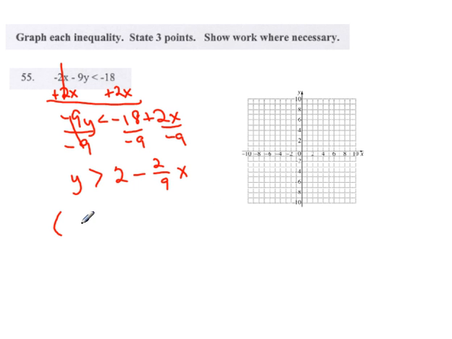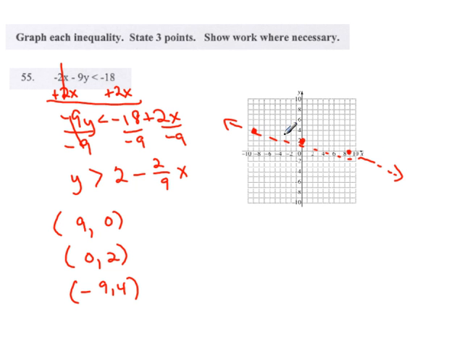Positive divided by a negative, and it doesn't divide evenly, would be -2/9 x. Find some numbers in the graphing calculator or by hand, and I get these points: 9, 0; 0, 2; and -9, 4. Plot the points, so 9, 0 would be here, the point 0, 2 is here, and the point -9, +4 is here. You see that my dots are in order.